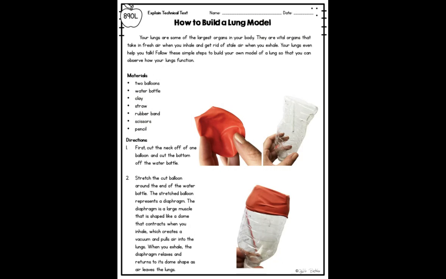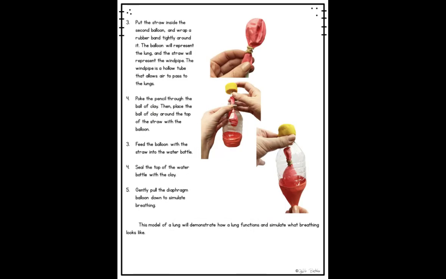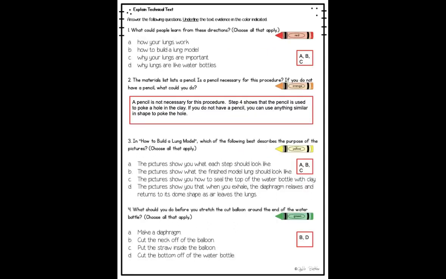In order to answer that question, I needed to know, well, what did they use the pencil for? And over here in step 4, it says, poke the pencil through the ball of clay and then place the ball of clay around the top of the straw with the balloon. The only thing they use the pencil for is to poke a hole through the ball of clay. So I know lots of things can be used to poke, so that's why I said it wasn't necessary.